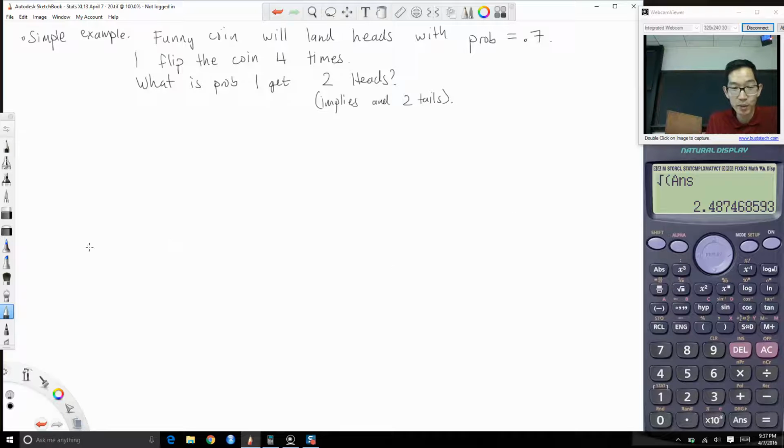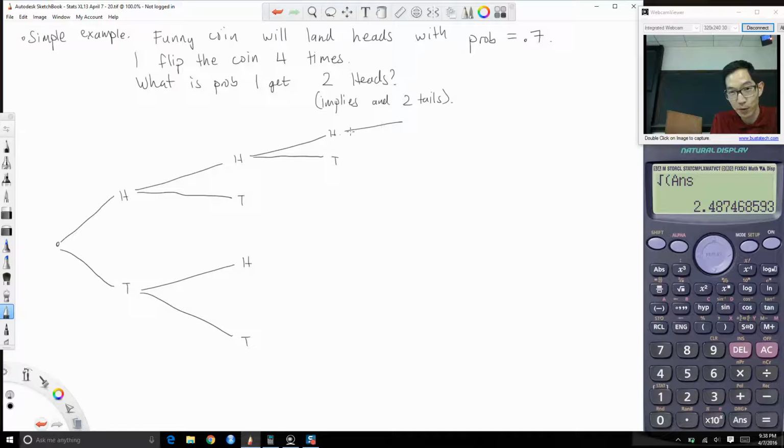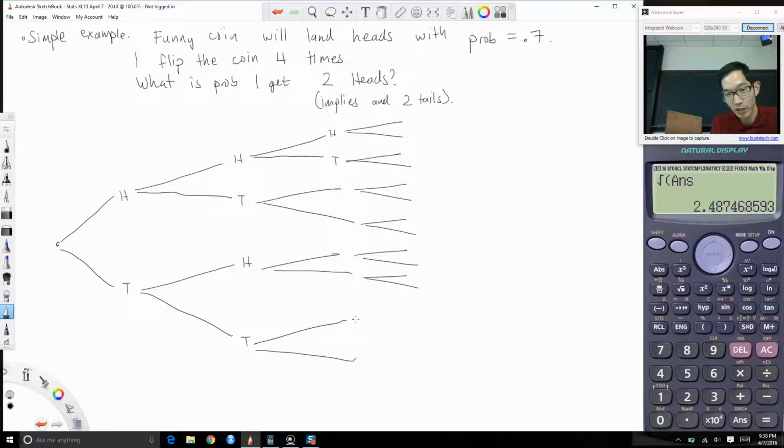Okay, so I'm just going to build a crazy tree. On the first coin flip I can get heads or tails, and on the second coin flip I can get heads or tails, and on the third coin flip I can get heads or tails, and on the fourth coin flip I can get heads or tails, right? So I'm just building this tree out, and I get something crazy like this. And I don't feel like labeling all of these. Or maybe I will, it doesn't matter.